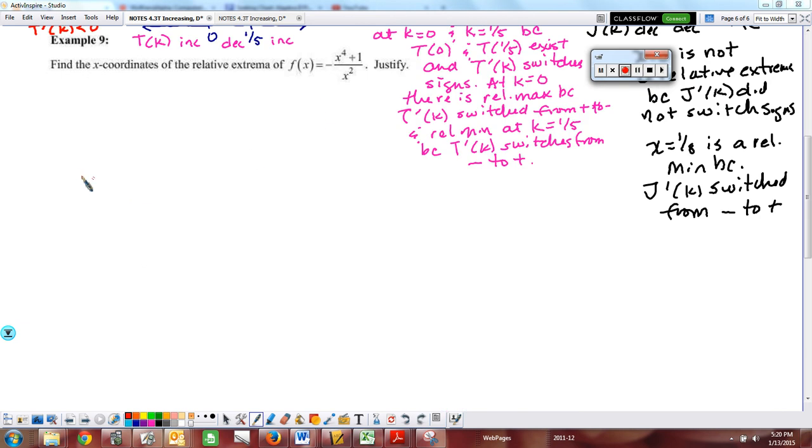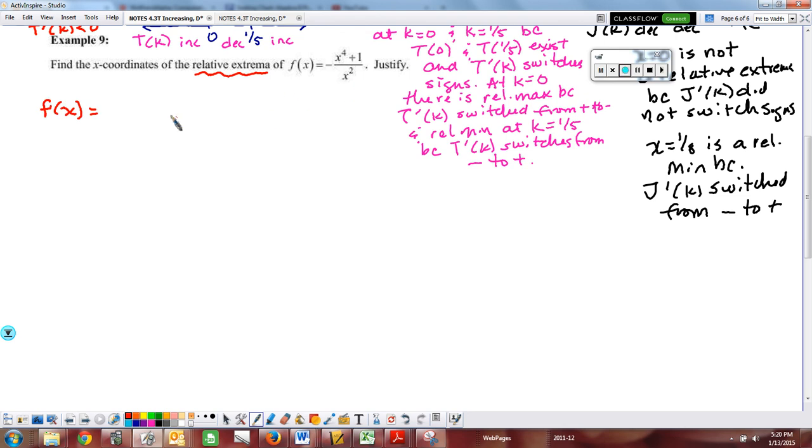All right, so now we're going to take a look at example 9. And again, we're trying to find the x-coordinates of relative extrema. So we know that we're not doing EVT, so we're going to use the increasing decreasing test and the first derivative test to find the relative extrema. Also, I'm going to simplify f of x before I start. Remember, simplify early and often.